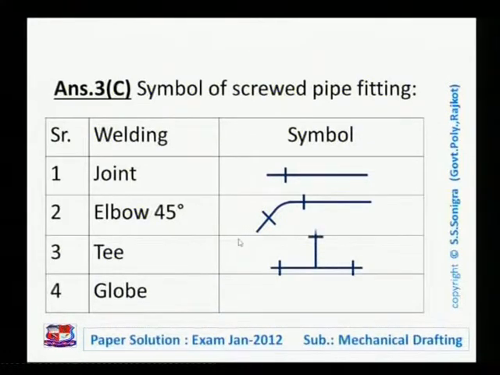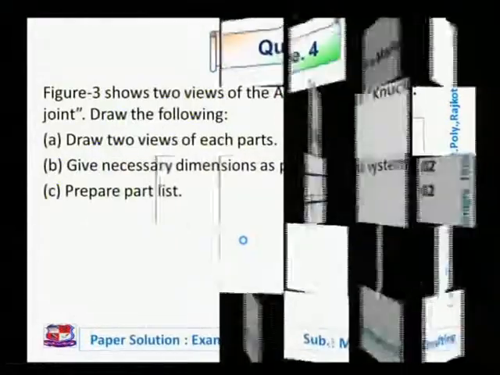T, as the name indicates, draw a T like this and draw 1 small line at each joint. These small lines represent the screwed connection. Then globe valve to be drawn like this, and globe valve means just like this. So these are the 4 symbols. Any 3 symbols you have to draw in examination, which carries 3 marks each.